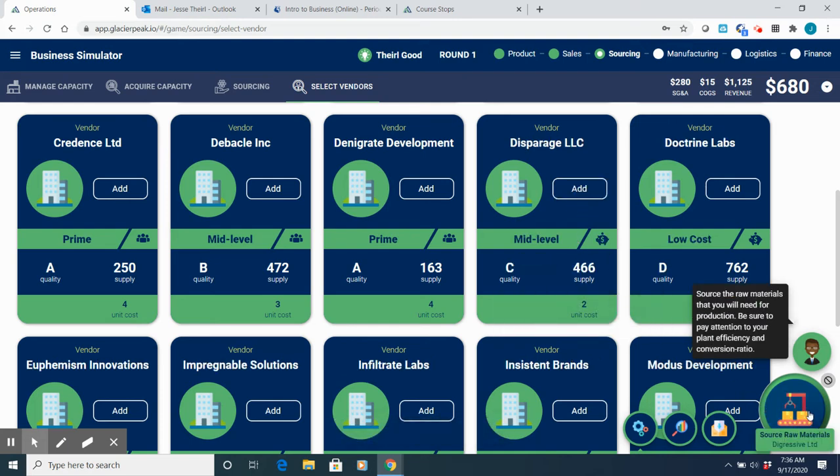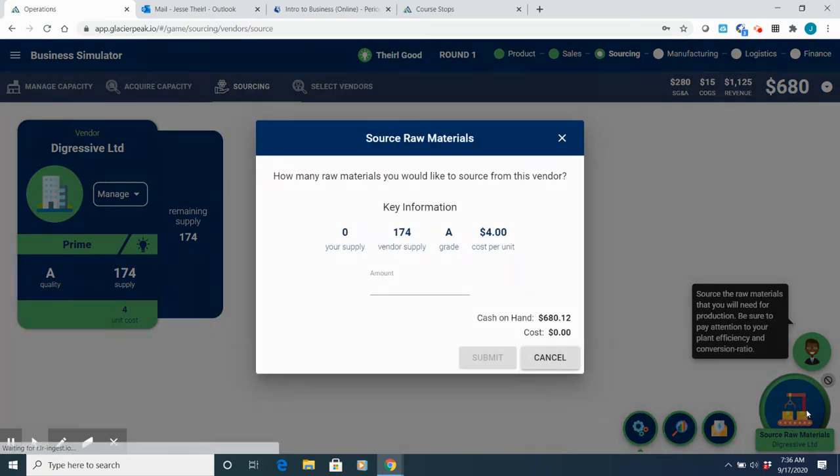After we select our vendor, then we actually have to get the materials to send. It says, how many raw materials would you like to source from this vendor? Again, keep in mind that you are on a budget here.